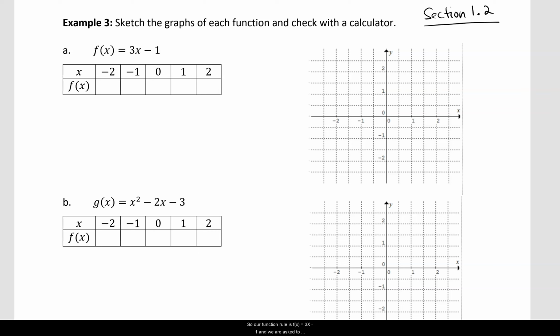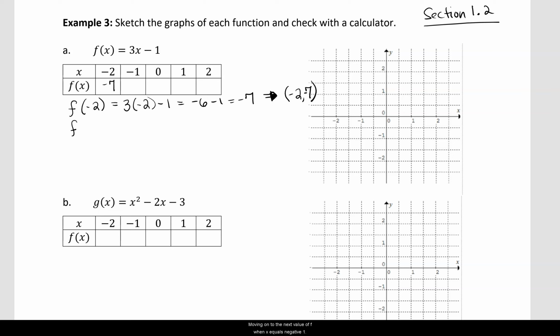So our function rule is f of x equals 3x minus 1, and we are asked to input these 5 numbers. F of negative 2 is equal to 3. I'm going to take this function rule. Everywhere there's an x, plug in a negative 2, minus 1, which is negative 6 minus 1, negative 7. So what we just did here, we said that when you plug in an x value of negative 2, we get a y value of negative 7.